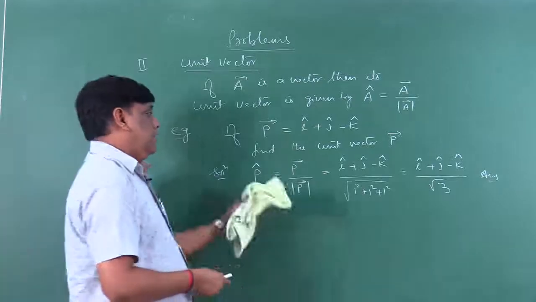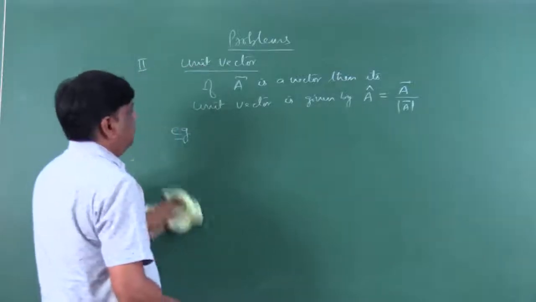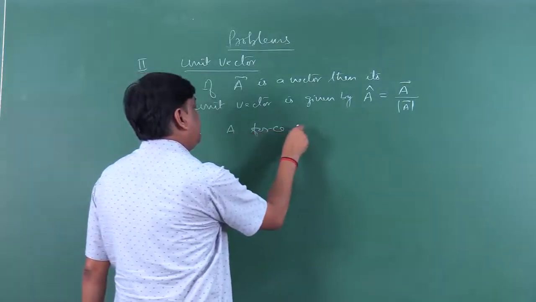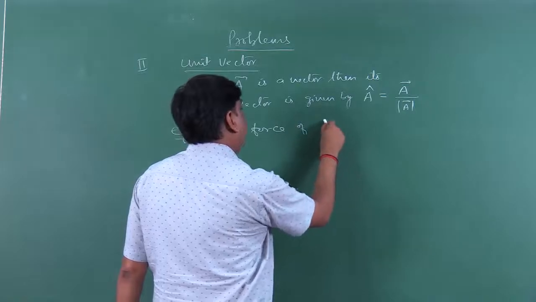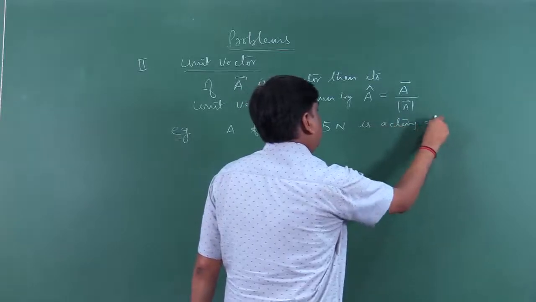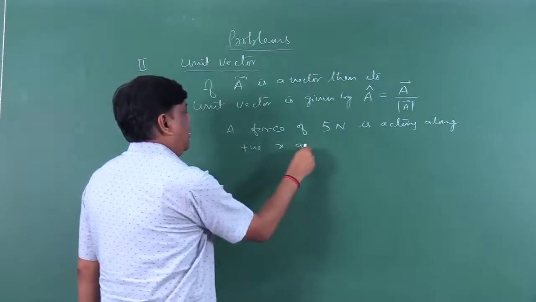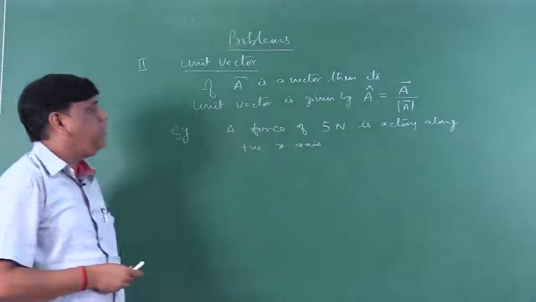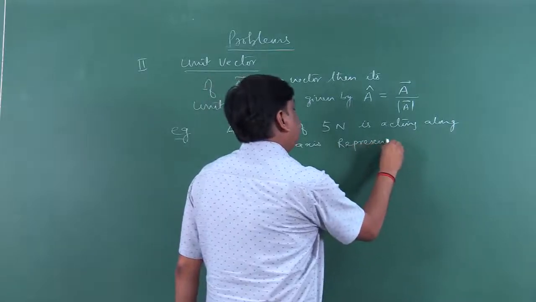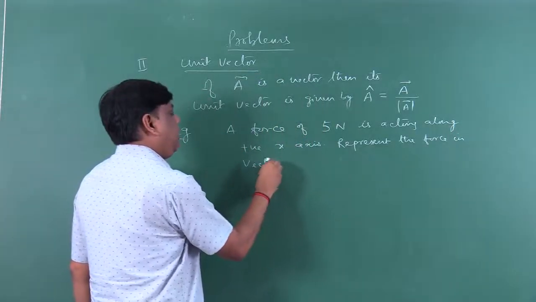Correct? Let us take another example. If I say कि a force of 5 Newton is acting along positive x axis, है ना. मान लो 5 न्यूटन का फोर्स x एक्सिस की तरफ लग रहा है. क्वेश्चन इज कि represent the force in vector form. इस फोर्स को बेटा वेक्टर फॉर्म में लिखना है.